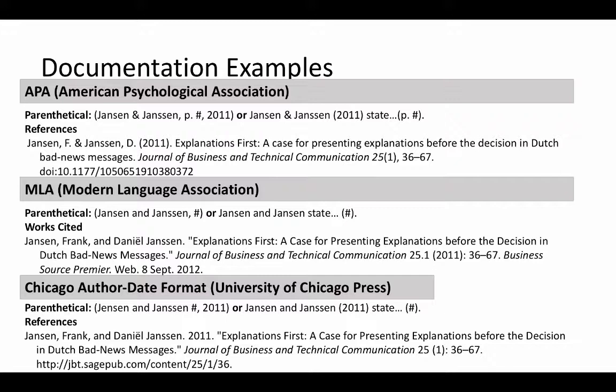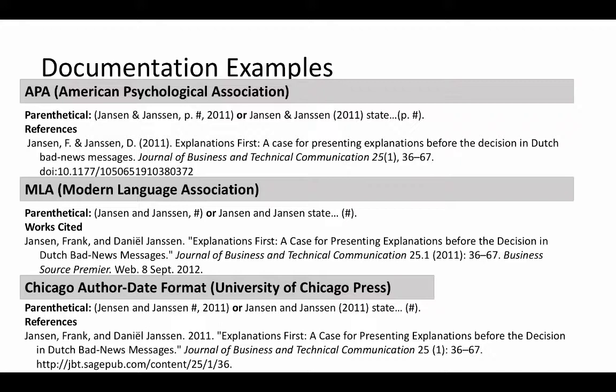Looking at MLA, you can see they don't care about the year in the parenthetical. There's some different structure in the reference. Notice also the headings. When you have that list of sources in APA, it's called references, but in MLA, it's called works cited. So it's important to get the terminology correct to speak credibly as an editor.